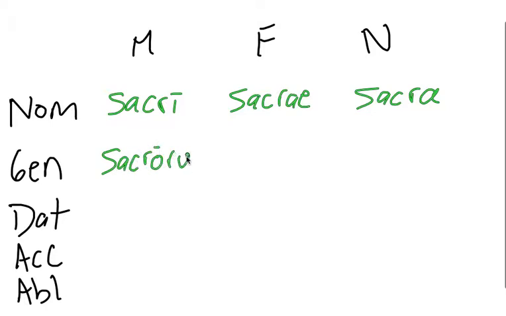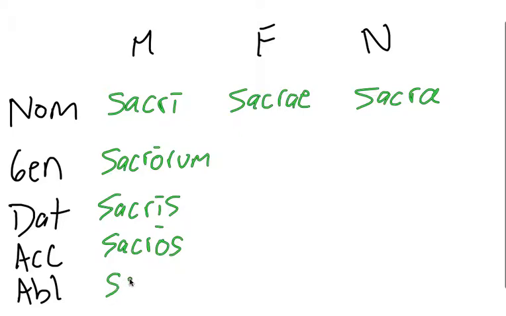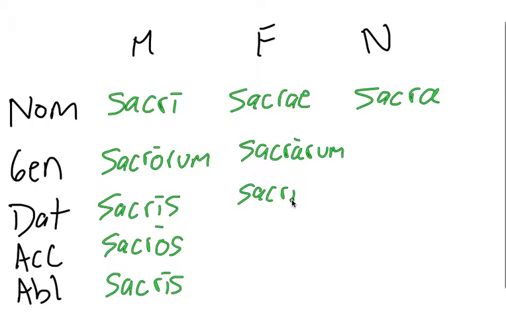Sacrorum, sacris, sacros, and sacris. In the genitive, sacrarum, sacris, sacras, and sacris. So it looks just like first declension, ae, arum, is, as, is in the endings.